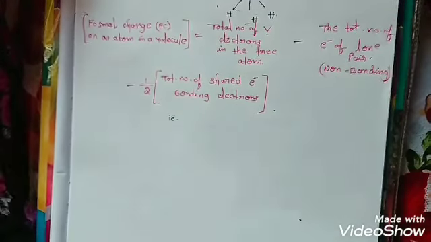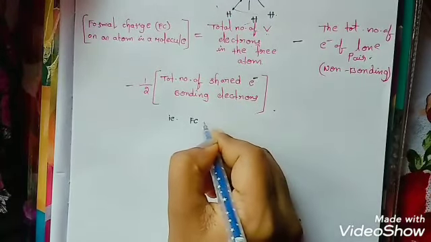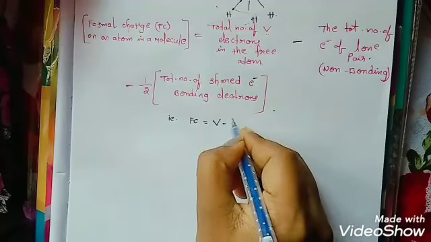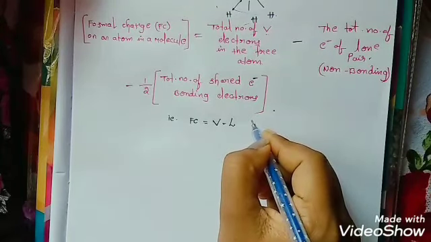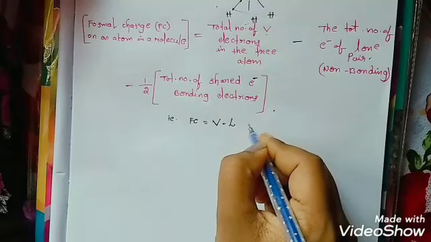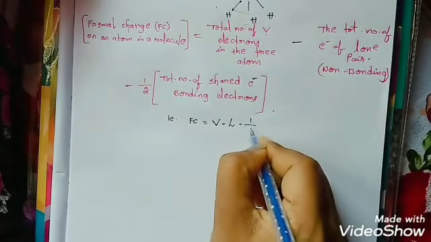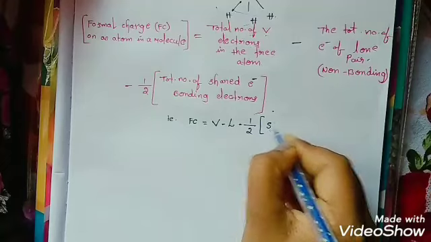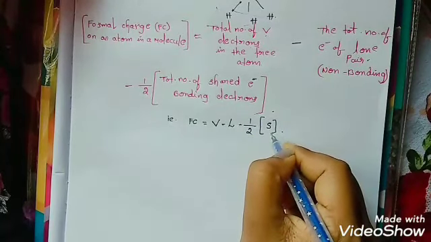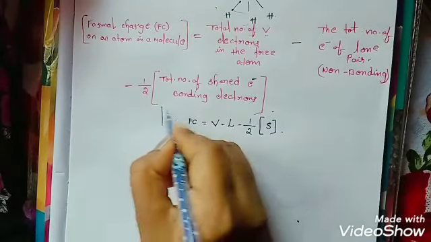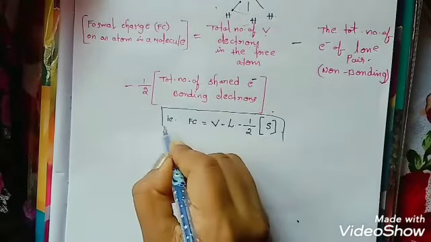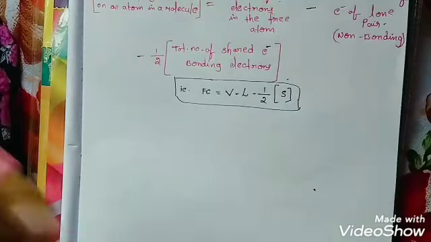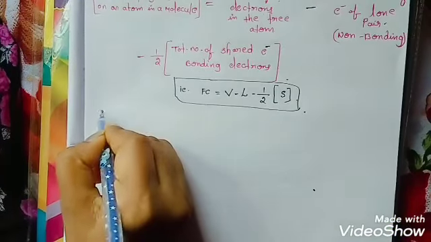We can write this as Fc is equal to the total number of valency electrons, minus the total number of lone pair electrons, minus half into the total number of shared electrons, that means capital S, shared electrons, nothing but bonding electrons. Let us see how to apply this formula for the calculation of the formal charge on an atom with an example. This is example 1.